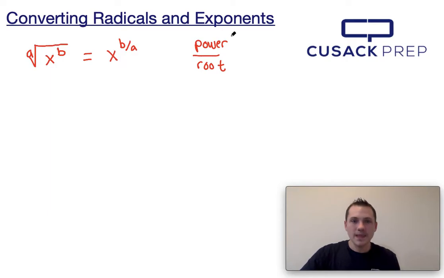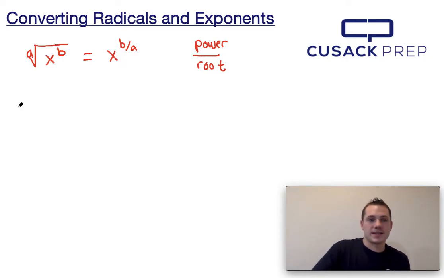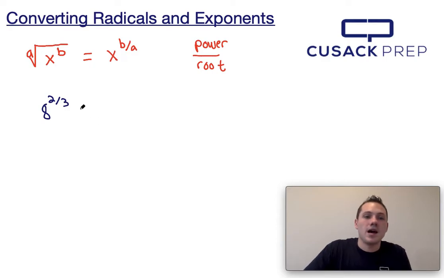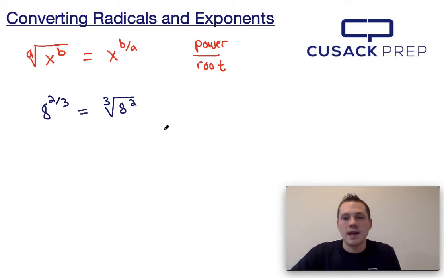So let's maybe take a look at an example problem. Let's say I provided you with something like, I don't know, let's say we had 8 raised to the 2/3 power. Well, if I'm going to convert from the exponent to the radical, now I'm going the other way, this would become the cubic root of 8 squared.